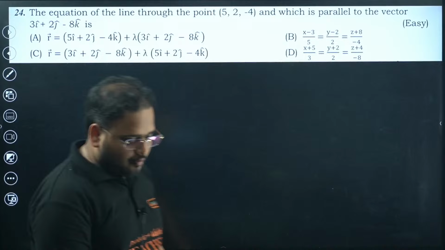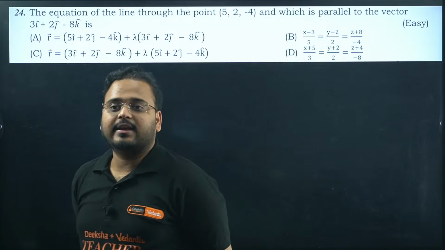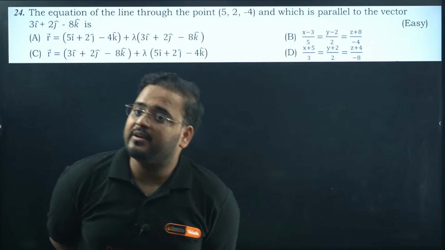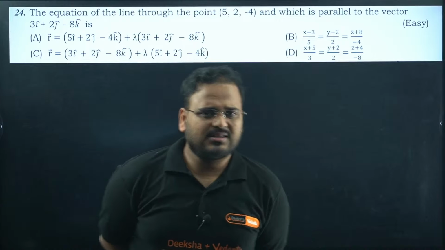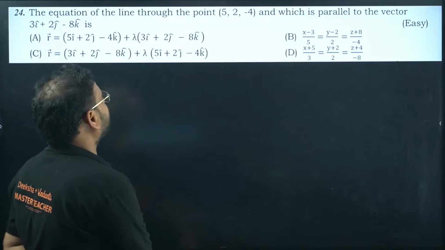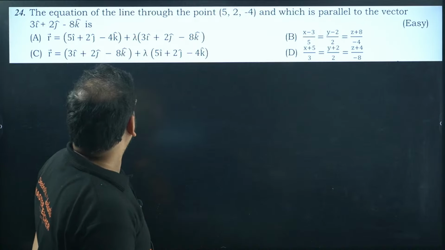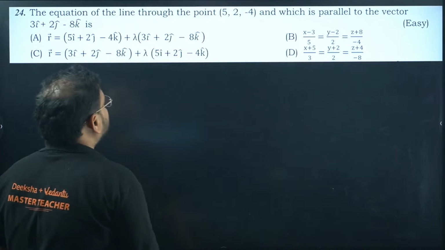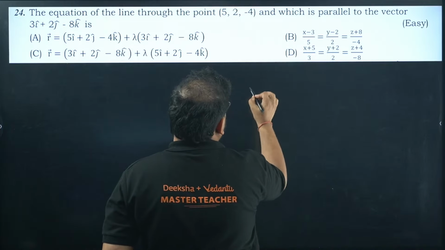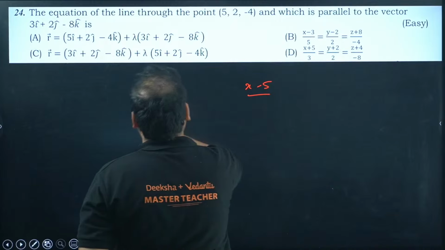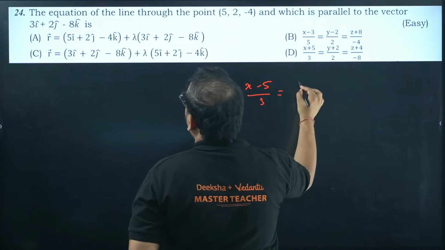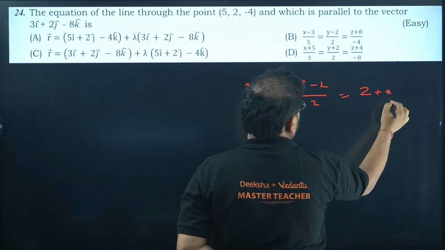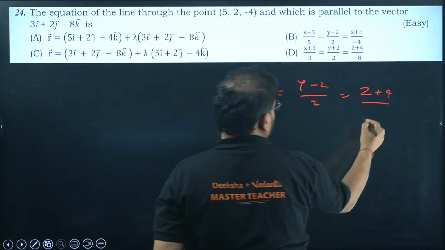Okay. Question number 24 is over here. Yes, Nagaraj, get this answer. I'll read the question for you. The equation of the line through the given point and which is parallel to the given vector. This is going to be a very simple question. How would you solve it? Tell me. So we can look for both Cartesian and vector form. Whichever is correct, we're going to pick those. So let's try from here. If I'm looking for Cartesian form, it will be x minus 5 upon 3, y minus 2 upon 2, and z plus 4 upon minus 8, right?